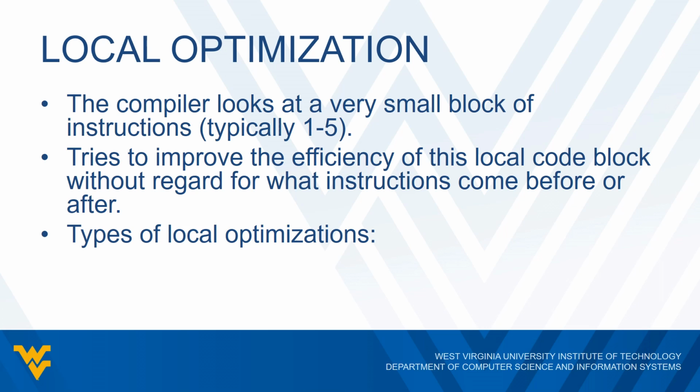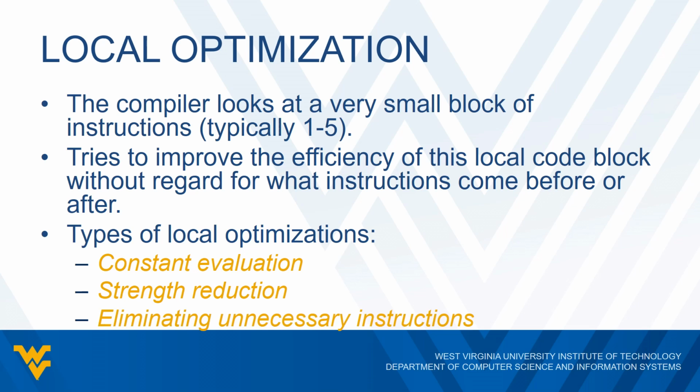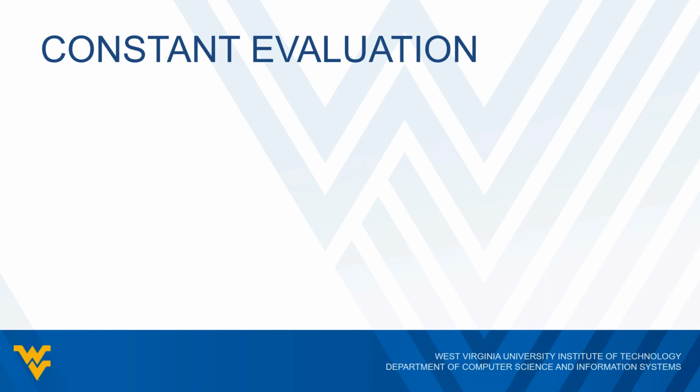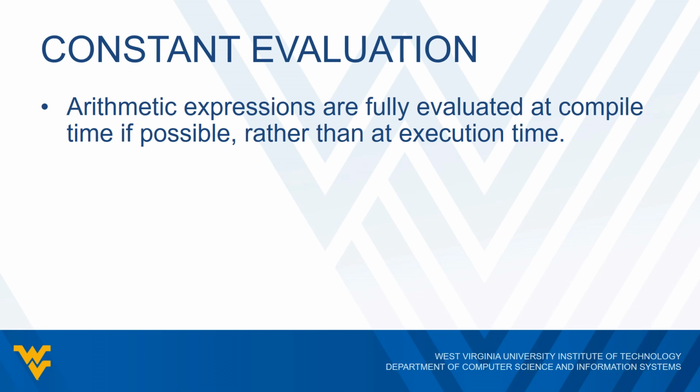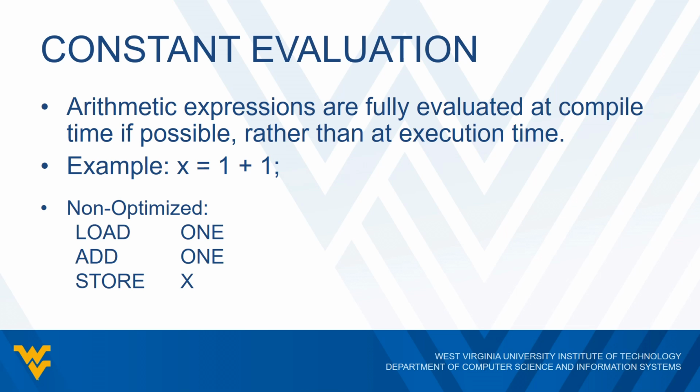Now, there are several different types of local optimizations that we're going to talk about. We have what's called constant evaluation, we have strength reduction, and then we have eliminating unnecessary instructions. With constant evaluation, the idea is that arithmetic expressions are fully evaluated at compile time whenever possible rather than execution time. Let me give you an example. Let's say we have the high-level statement x equals 1 plus 1. A non-optimized translation of this would be to load 1 and then add 1 to it and then take that result and store it in x. However, the compiler can recognize that we have two 1s here that we could evaluate at compile time instead of while the program is running. So instead, we could say load the value of 2, since that's 1 plus 1, and then store that into x.